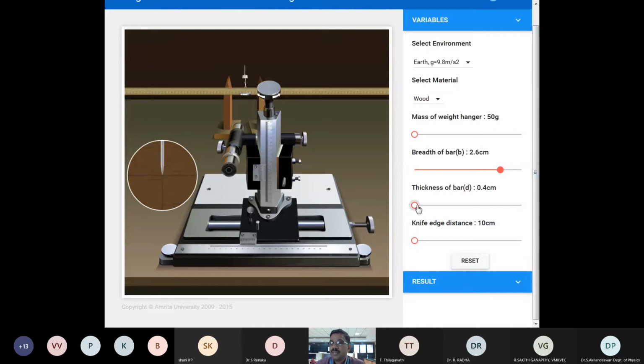So thickness also you can vary, increase or decrease like that. So these parameters students should use for calculating the Young's modulus. Then I can increase the distance between the knife edge.